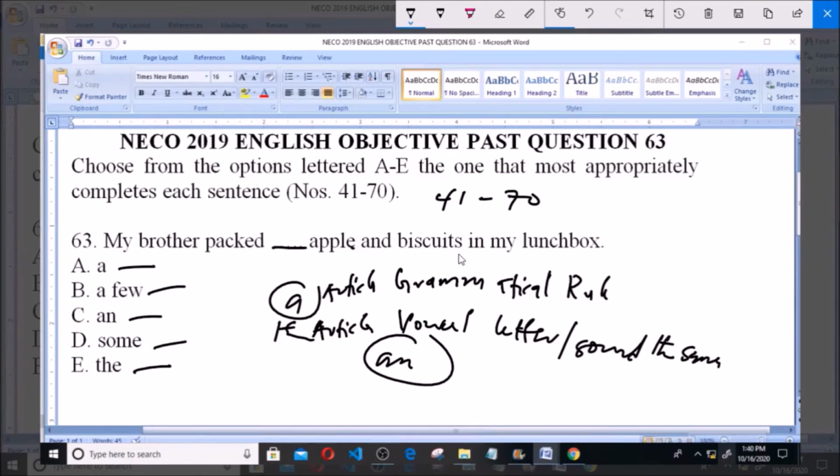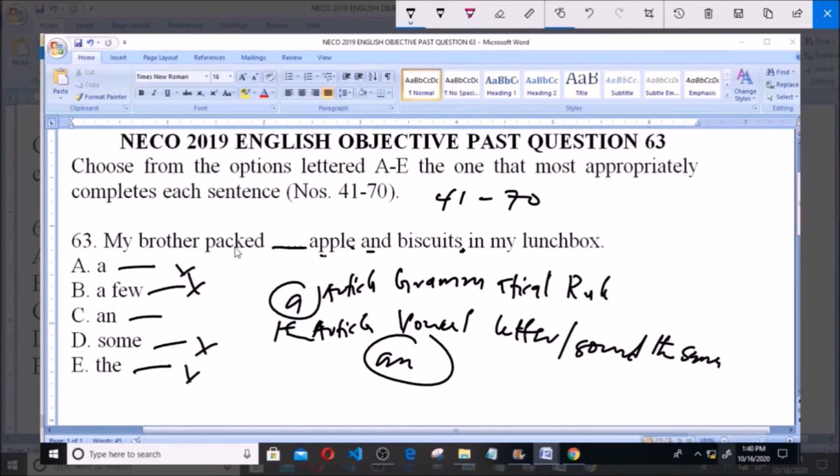Despite that there is s attached to biscuits, our interest is not on the biscuits. Biscuits here is just a conjunctional word. That's why there is this conjunction that connects apple with biscuits. So biscuit is already in plural form, but we need an article that will enable us to pronounce this word apple correctly. So we cannot use a few, we cannot say a, we cannot say the, we cannot say some.